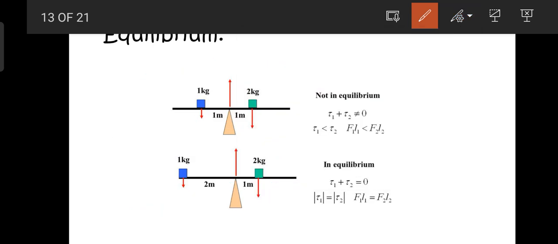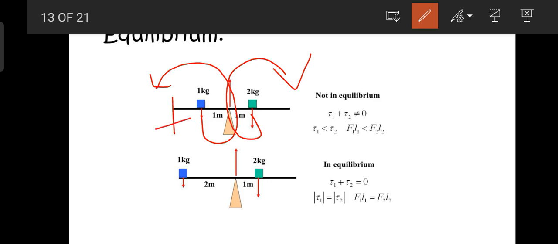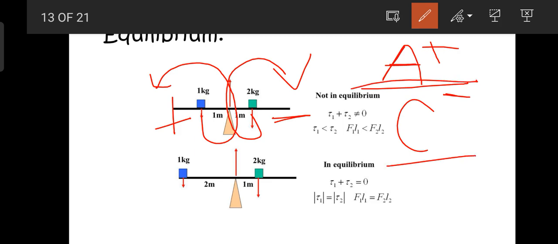Now see, here in this case this is greater, this is greater, and this is equal. So now see, this is anti-clockwise and this is clockwise. Always remember that anti-clockwise will be positive and clockwise will be negative. So A positive and C negative.